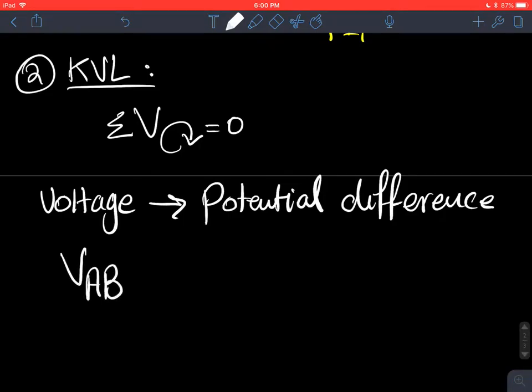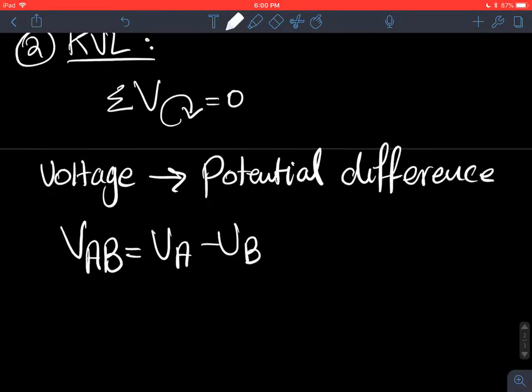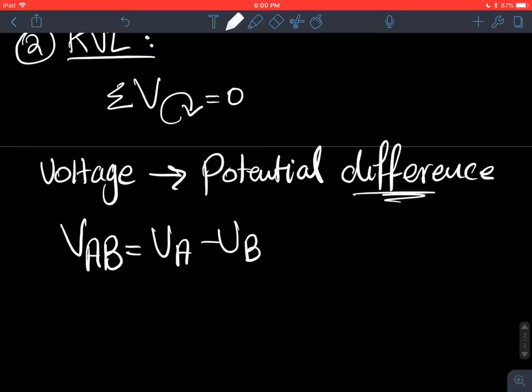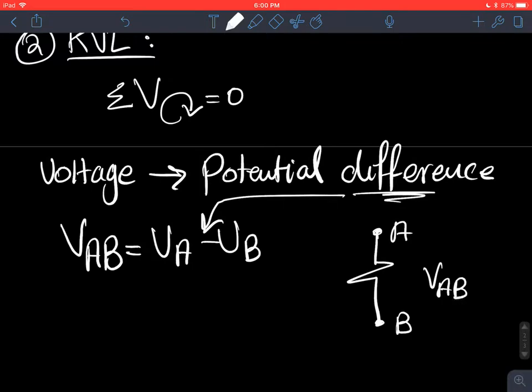voltage AB, it means the voltage at point A minus the voltage at point B. So that's why it's called potential difference, because we always have a minus sign here. Voltage is basically we measure the voltage between 2 points and we subtract them. That's what we're interested in. That's what you're going to be asked in the exam, to find the voltage drop across a resistor, let's say. So a voltage drop across a resistor, this is point A and this is point B, it's going to be VAB, which, as I mentioned before, is VA minus VB.